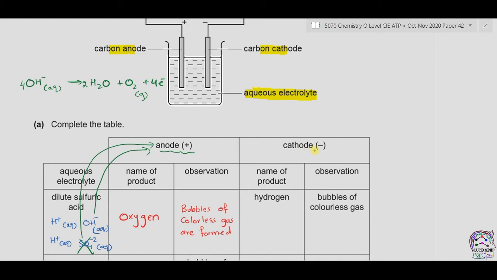Similarly, for the reaction at cathode, we have negative electrode, so H+ ions will move towards cathode and it will form hydrogen gas, for which the observation is bubbles of colorless gas.